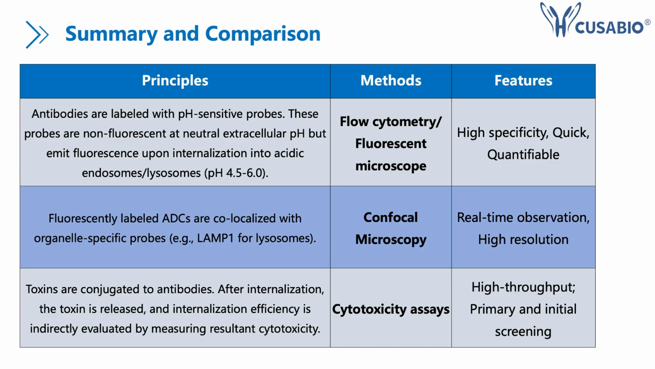For the third one, we also rely on a toxin. The toxin is conjugated to the antibody, and after the immunotoxin is internalized into the cells, the toxin is released and the internalization efficiency can be indirectly evaluated by the cytotoxicity. The feature of this one is that you can perform the assay in a high-throughput manner, and it is very good for primary and initial screening. The method is also quite easy. You can use different types of cytotoxicity assays to make the assessment.